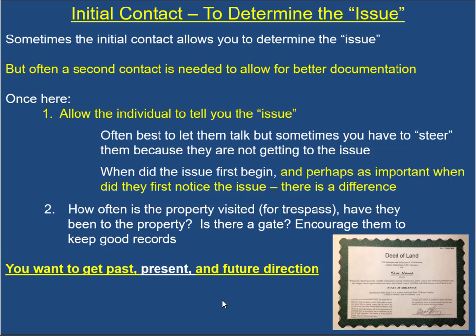One thing is, how often is the property even visited? And this can be important for trespass, but often you'll find a lot of absentee landowners have never even been to the property. Maybe 30 years ago, they used to go there with their aunt. They inherited it from their aunt, but they haven't been there for 30 years. Is there a gate? Something to consider once again for their own safety, but even for you. But always encourage them to keep records.